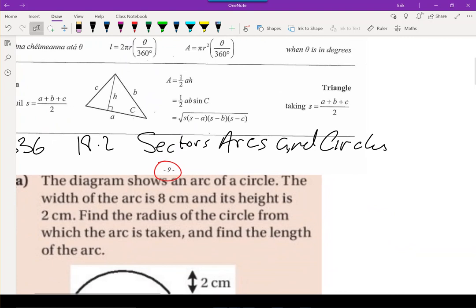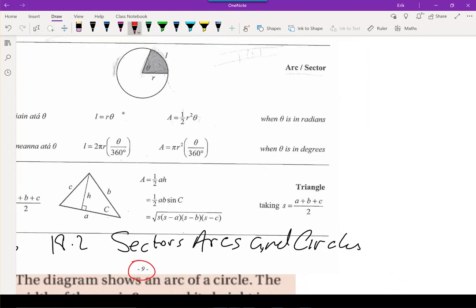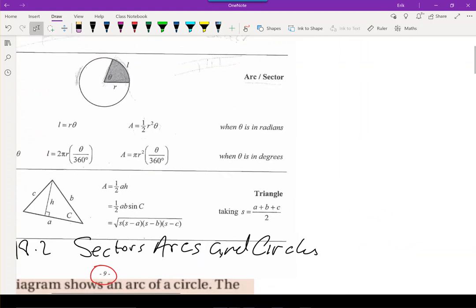So we're looking at problem solving in sectors, arcs and circles. Just before I do, I just want to give you a little trick, or adjustment, to the way we use these two formulas for arc length. This is the most beautiful equation we have, because it's based on the definition of the radian, which is length of segment divided by radius.